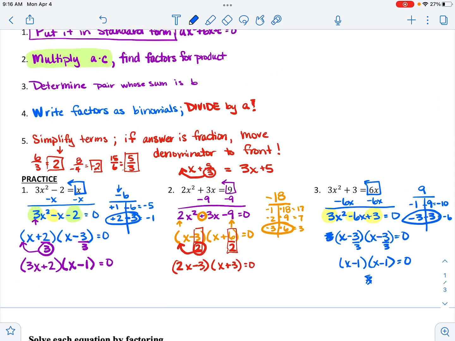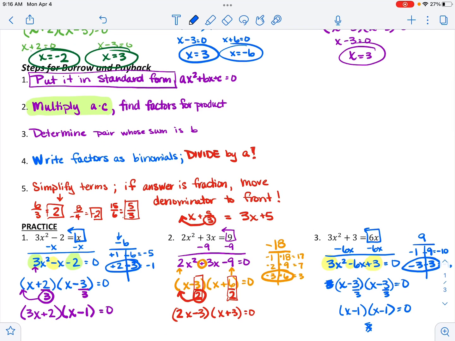Okay, so as a reminder, step 1 is put it in standard form by doing the opposite operation. Then we're going to multiply a times c. We're going to borrow the a to the c. We're going to determine the pair whose sum is b. We're going to write our factors as binomials and make sure that we divide by a. That is the number one mistake students make. And then you simplify the terms, and if the answer is a fraction, move the denominator out front.